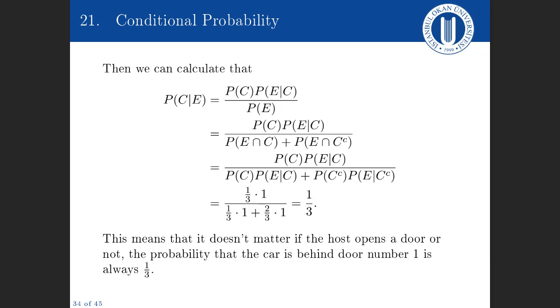P(C) was 1/3. P(E given C) is 1. Same on the bottom. P(C complement) was 2/3, and P(E given C complement) was 1. And when we calculate this, the probability is 1/3. So that means it doesn't matter if the host opens a door or not. The probability that the car is behind door number 1 is always 1/3.